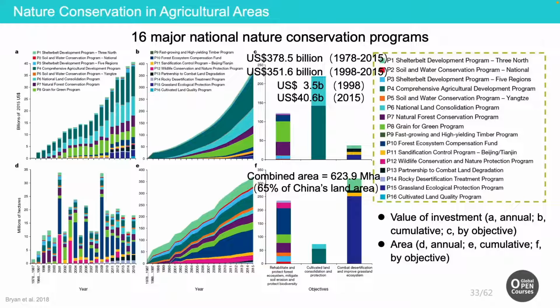The total annual investment increased steadily as China's economy grew, from about 3.5 billion in 1998 to 40 billion in 2015. From the second row, we can see in total, those programs addressed a combined area of about 2/3 of China's land area.